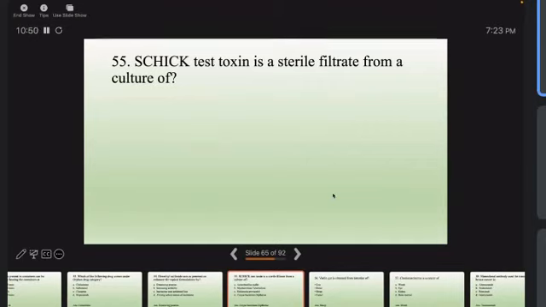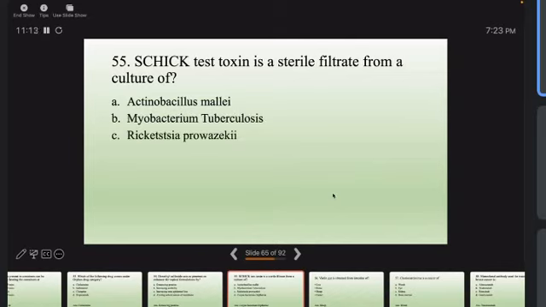Schick pest toxin is a sterile filtrate from a culture of diphtheria. Very good, so that is the answer. So what kind of diphtheria? I'll give you options: Actinobacillus mallei, Mycobacterium tuberculosis, Rickettsia prowazekii, Corynebacterium diphtheriae. Okay, so as you said, it is diphtheria.